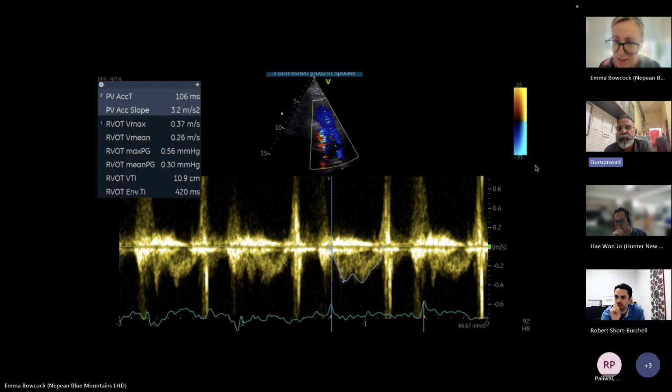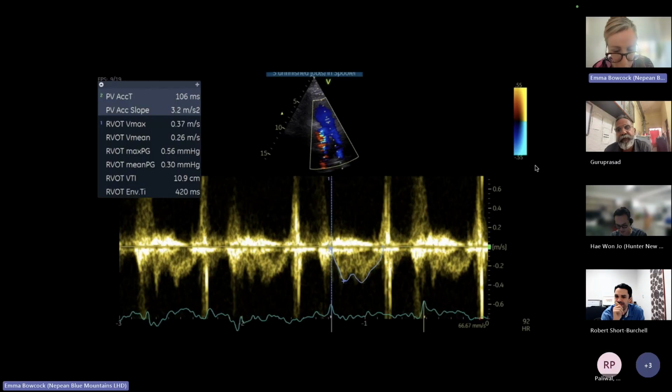I just wanted to know, on the management part, when we find a clot in the RPA or MPA on echo, based on that evidence, can we thrombolyze or anticoagulate without a CTPA?